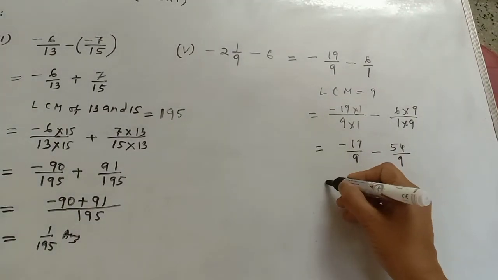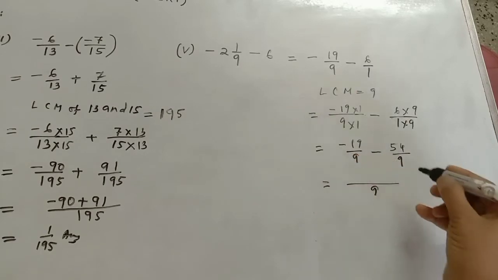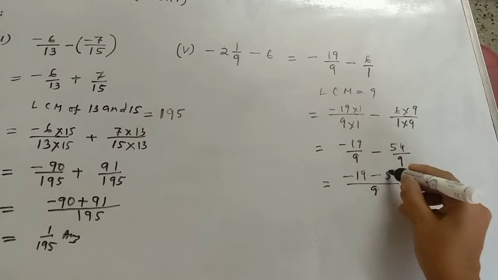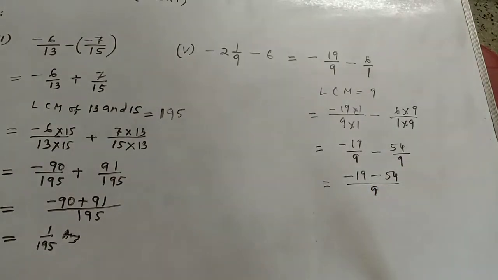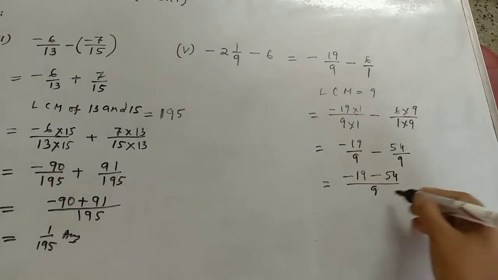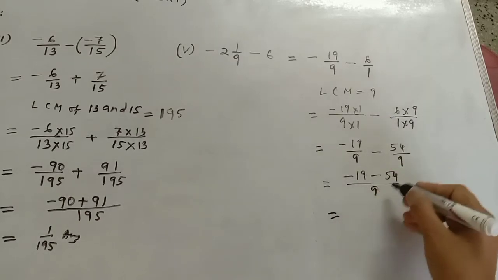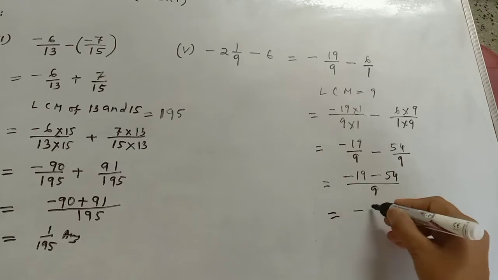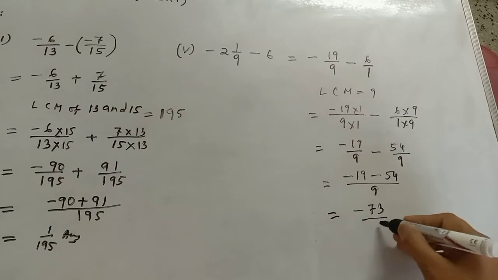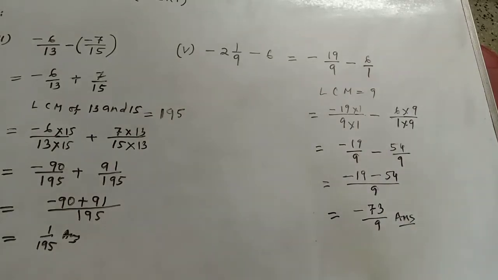Now the common denominator is 9. One numerator is minus 19, another is minus 54. Both have the same sign, the negative sign, so you need to add them with the same sign. If you add this, the result will be minus 73 by 9. And this is your answer. Understood?